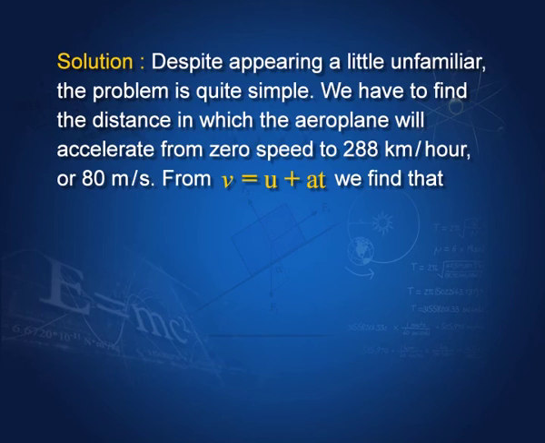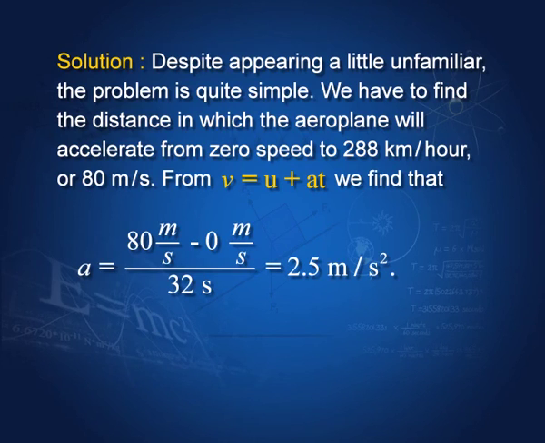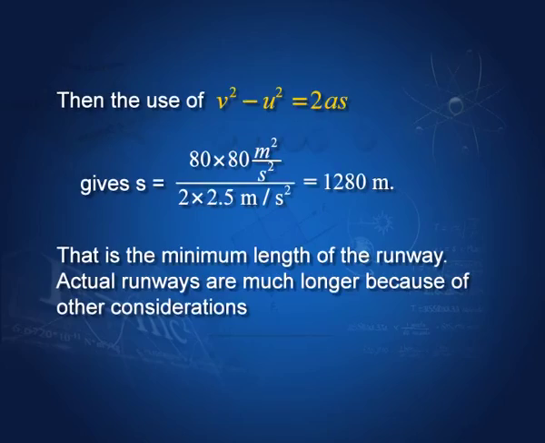That is, we are given the initial speed, we are given the final speed, and from v equal to u plus a t, we find that a must be equal to 2.5 meters per second square. You substitute the values and get this, and then use v squared minus u squared equal to 2 a s to get the distance in which the given velocity has to be attained. We get the result as 1280 meters, that is 1 kilometer 280 meters.